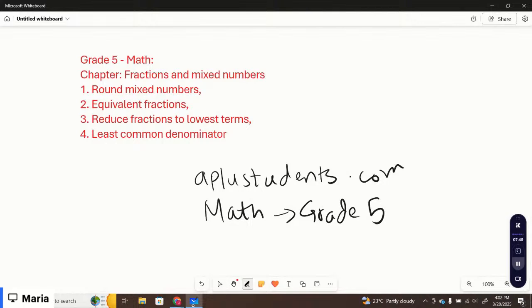There you can find a list of the chapters. We're going to start with the chapter fractions and mixed numbers. The lessons we're going to cover today are round mixed numbers, equivalent fractions, reduced fractions to lowest terms, and least common denominators.